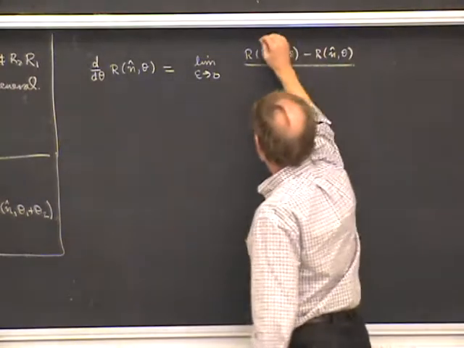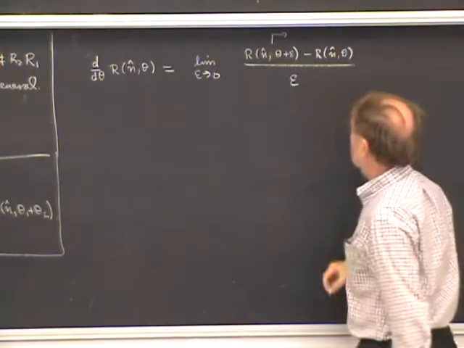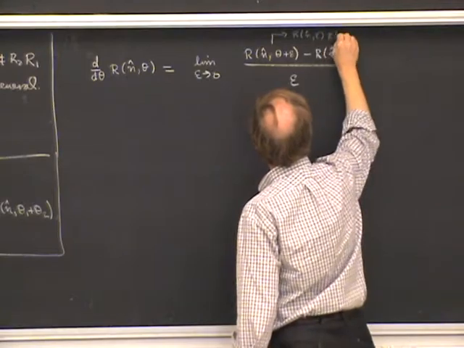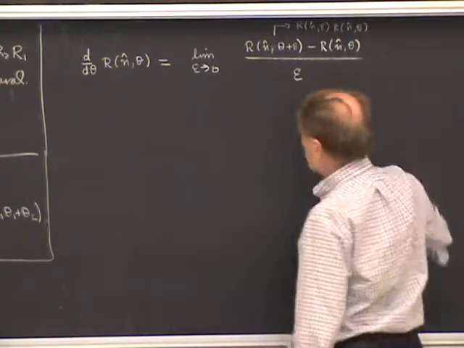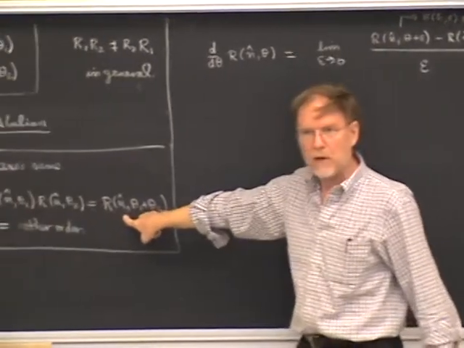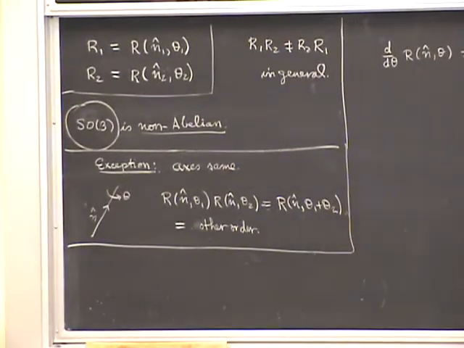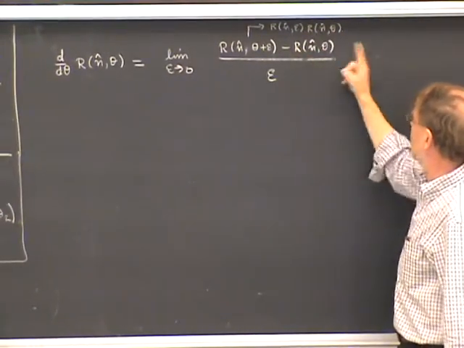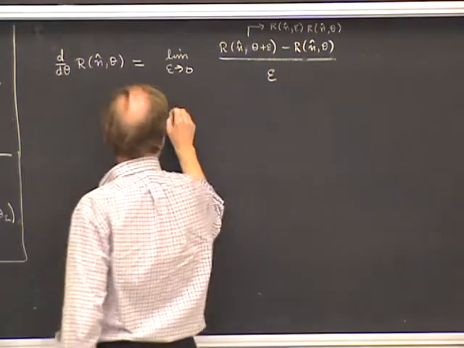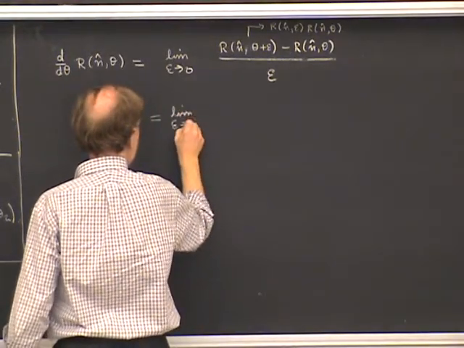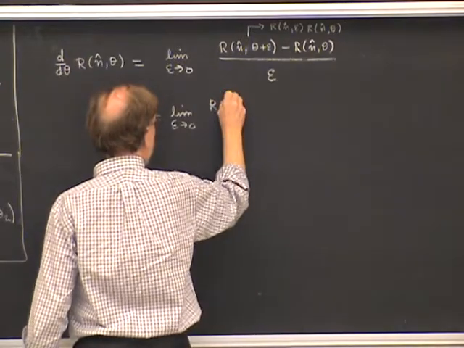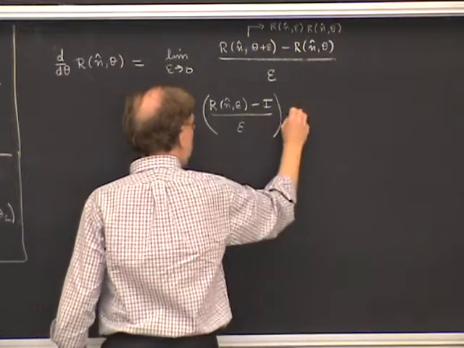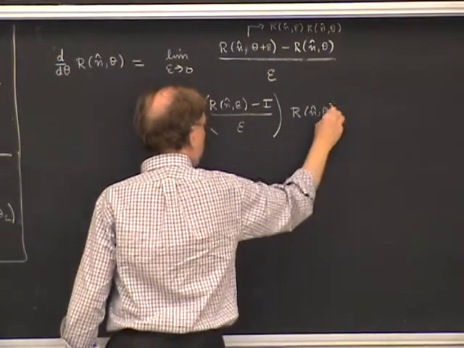However, the first term in this numerator here is the same thing as R(n hat, epsilon) multiplied times R(n hat, theta), because that's about the same axis, and so the angles just add. And so you see the entire numerator has a factor of R(n hat, theta), which I can take out to the right. So this thing turns into the limit as epsilon goes to 0 of R(n hat, epsilon) minus identity, divided by epsilon, times R(n hat, theta).